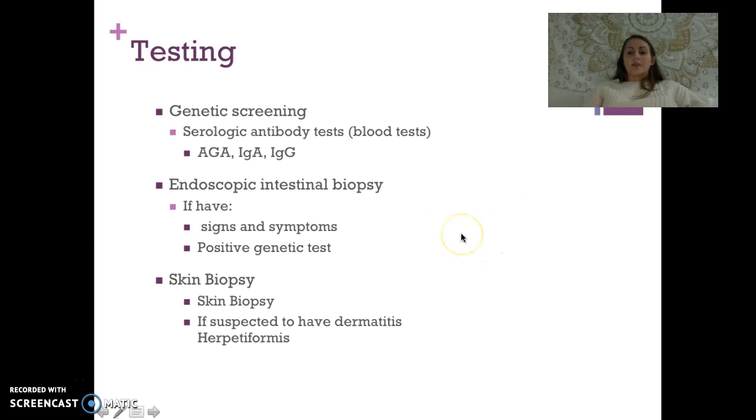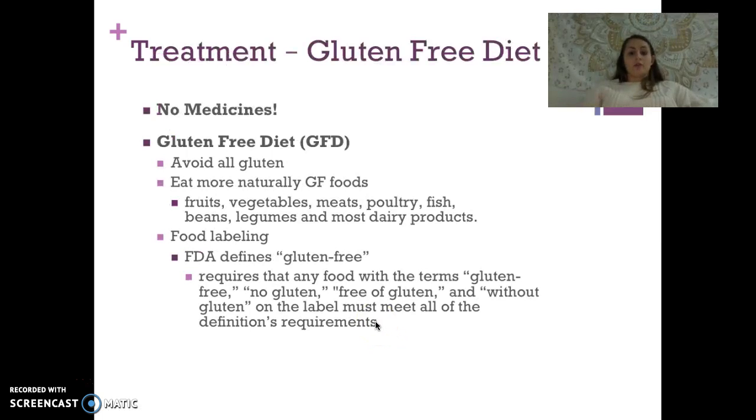And then lastly, but not as common, are skin biopsies, and you would go get a skin biopsy if you are suspected to have this dermatitis herpetiformis that occurs on your skin, which is a reaction to glucose and gluten.